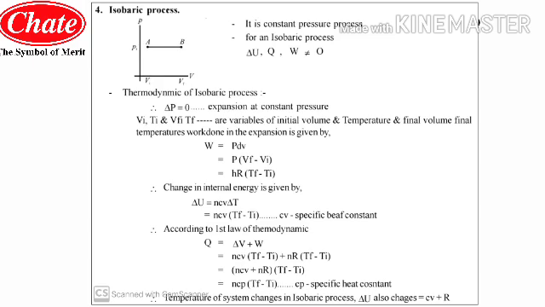As delta P will be 0, means there will be no increase or decrease of pressure, so delta P will be 0. There is expansion at constant pressure, means the pressure is constant and during that the gas expands. Now let Vi, Ti and Vf, Tf be the variables, the initial volume and initial temperature, and the final volume and final temperature.